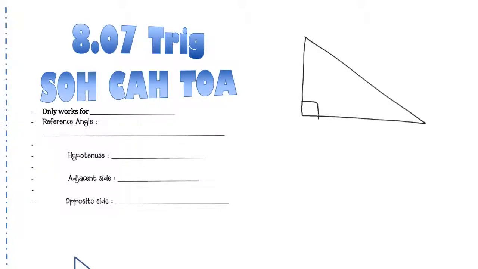So today we're going to talk about trigonometry and trig ratios. And what trig is, it is the study of right triangles. So one thing to remember is trigonometry only works for right triangles, because we need that 90-degree angle.